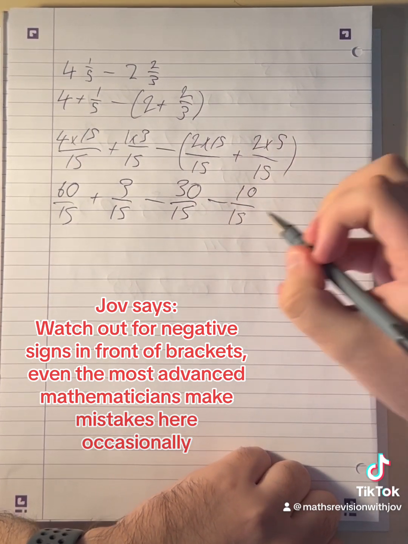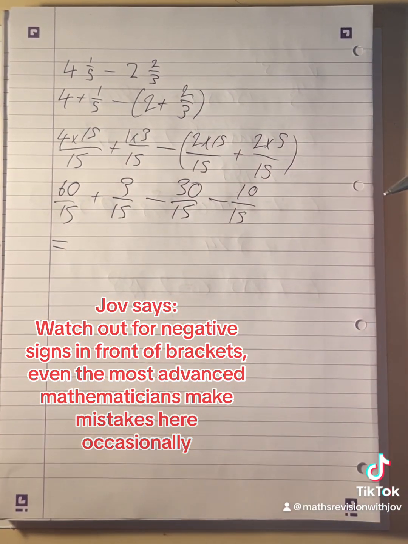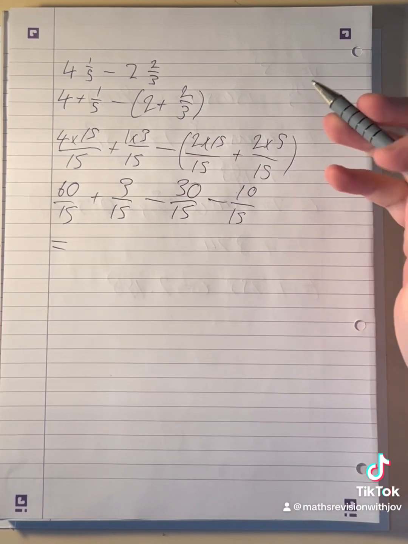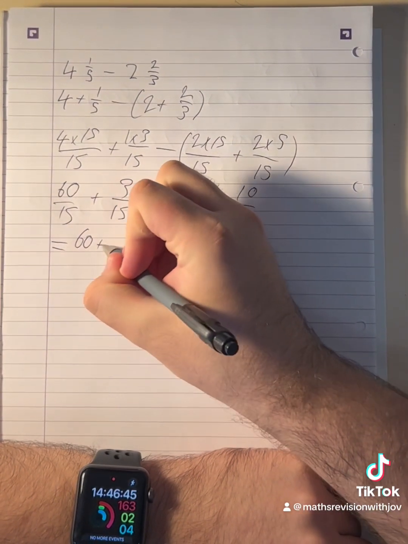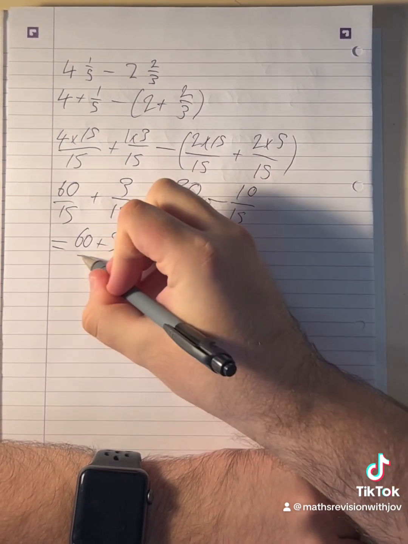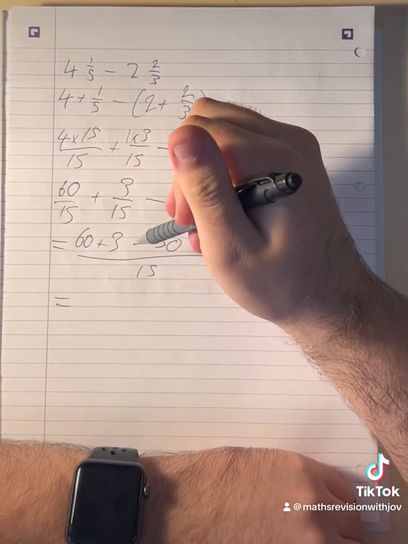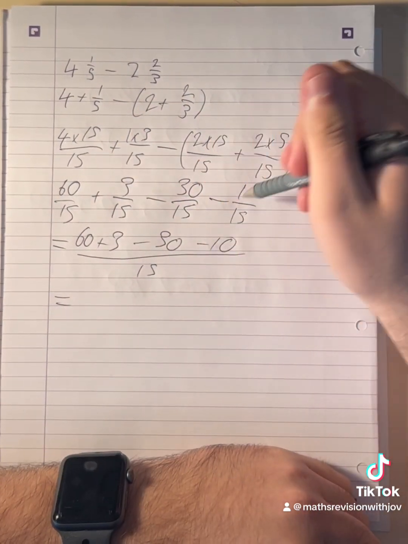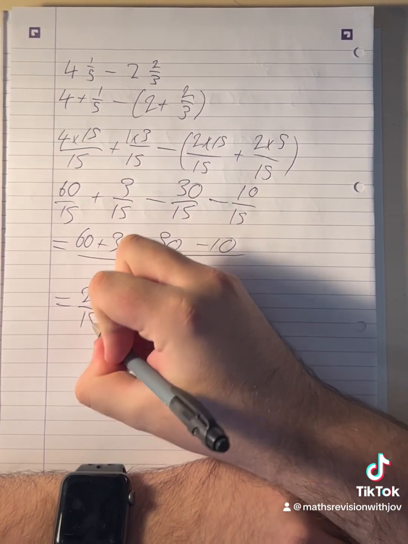Again, divide by 15. So we can actually ignore the 15 on the bottom now because we've got them all the same, so we can treat them just like regular numbers. We've got 60 plus 3, minus 30, minus 10, all over 15. So this is 60 plus 3 is 63, minus 30 is 33, minus 10 is 23. So we get 23 divided by 15.